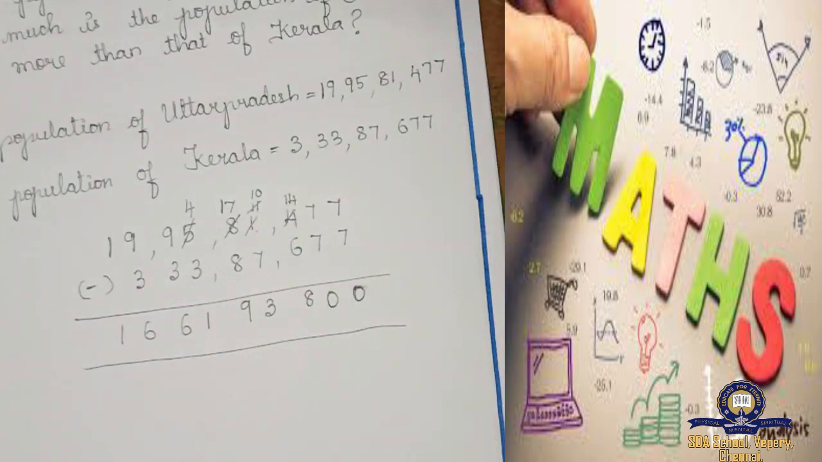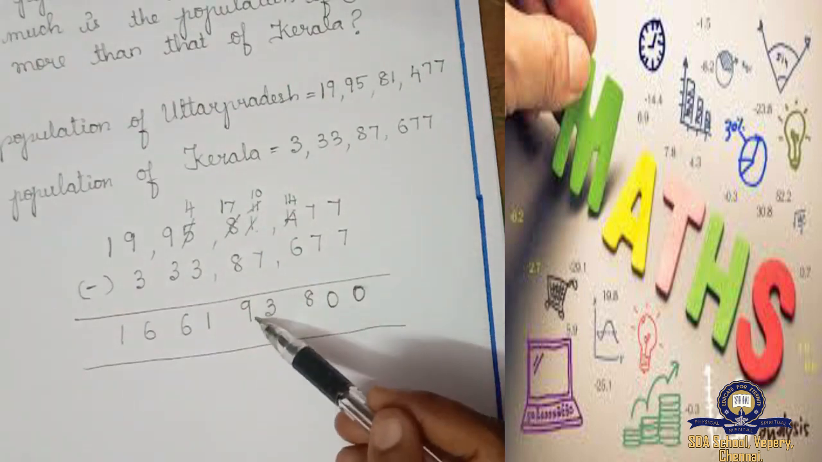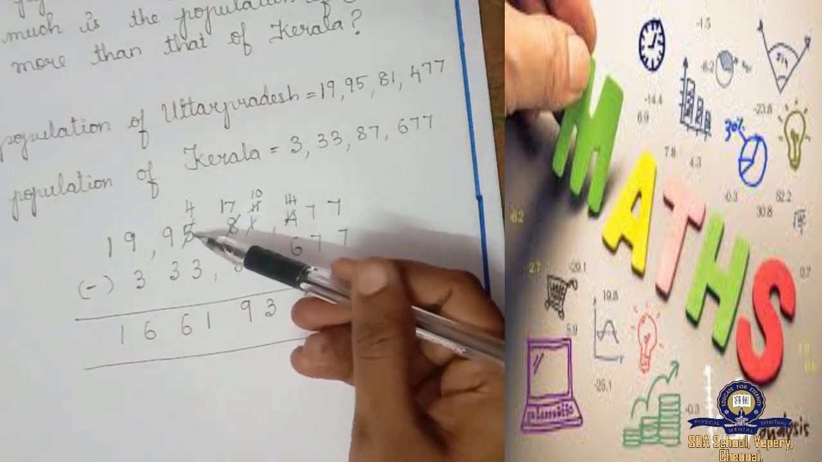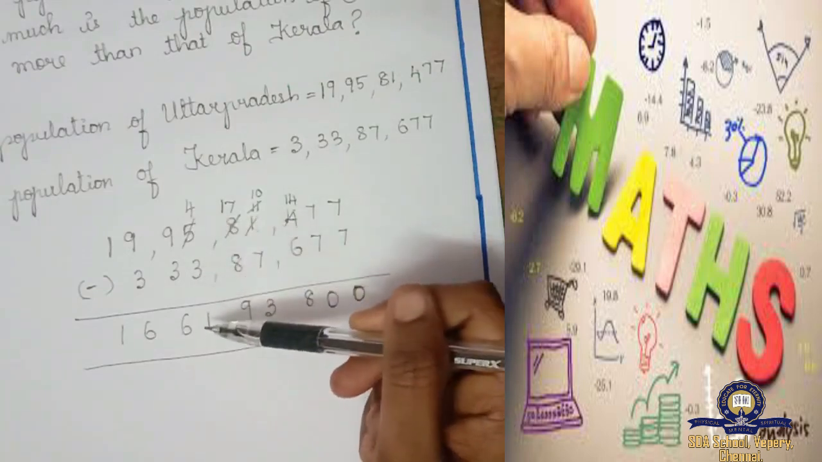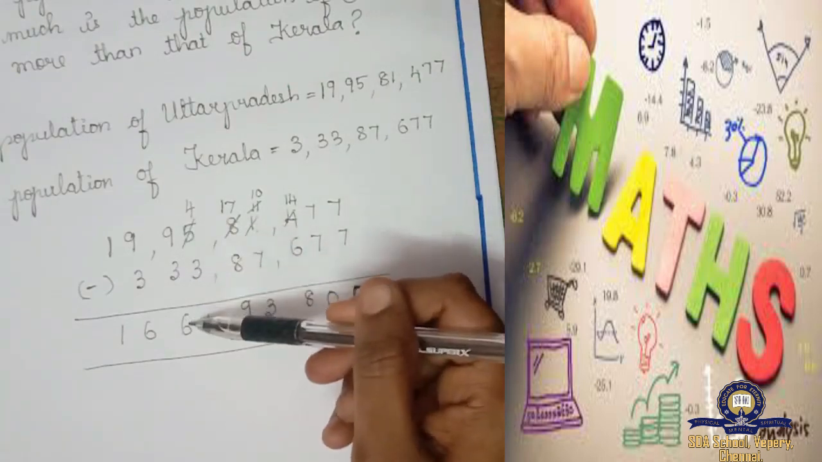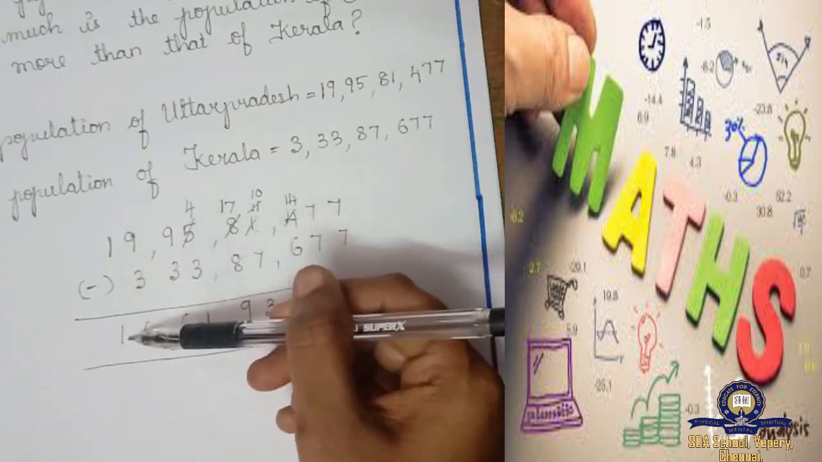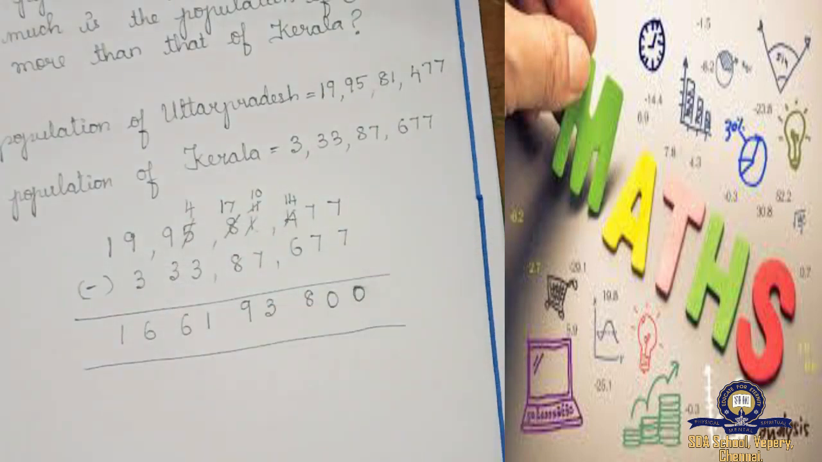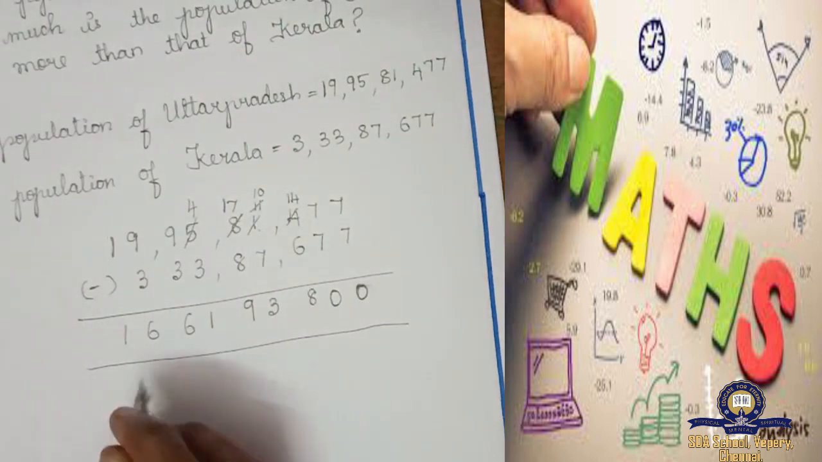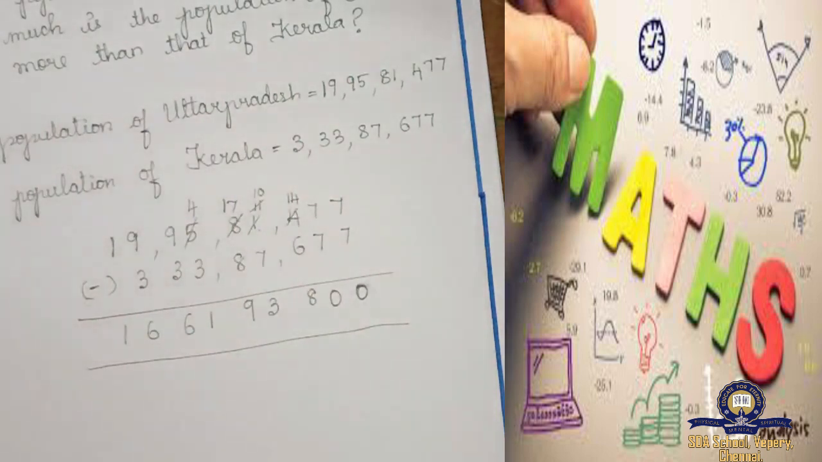17 minus 8 is 9. Then 4 minus 3 is 1. 9 minus 3 is 6. 9 minus 3 is 6. And then here this one you'll be writing as it is. Okay. Now we have to write the answer. What is the answer they asked? By how much is the population of Uttar Pradesh more than that of Kerala?